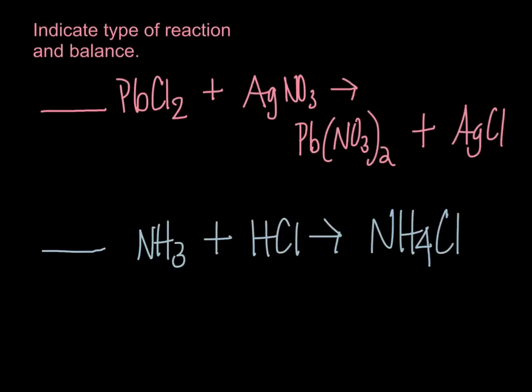So here we're going to indicate what type of reaction it is and practice balancing those equations. When I look at this first one, I see that I have a compound plus a compound. And anytime I have a compound plus a compound, that means I have a double replacement reaction. And remember what happened here is our outside things went together and our inside things went together. And so when I do that, I get lead nitrate and silver chloride. I need to balance that.